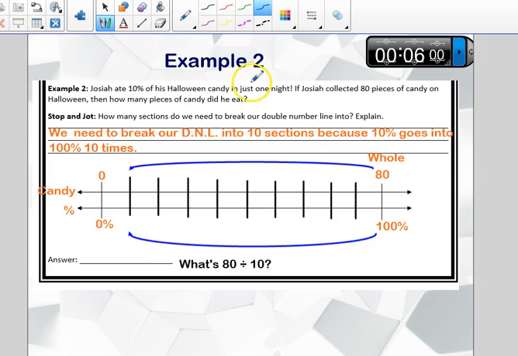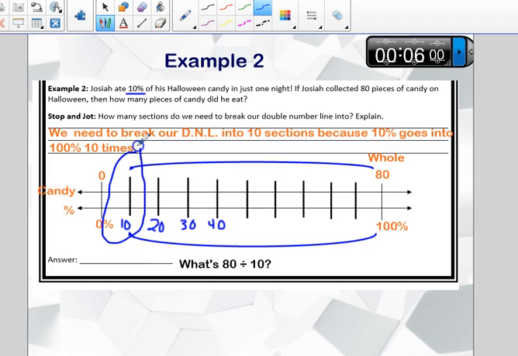Josiah ate 10% of his Halloween candy in one night. If Josiah collected 80 pieces of candy on Halloween, then how many pieces of candy did he eat? Well, if we're looking for 10%, it makes sense that we're breaking our number line into 10 pieces, right? Because 10 pieces of 100 would get us to 10%. So that means that we are counting by 10, 20, 30, 40, and so on. I'm not going to keep doing it because you're going to find out real quick that we don't need to finish it because we are looking for this number right here.